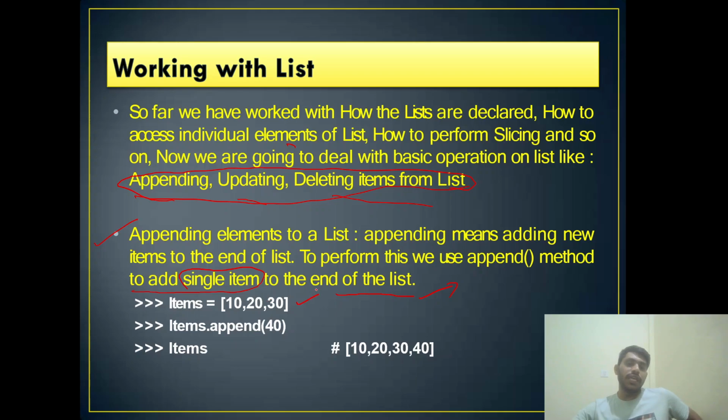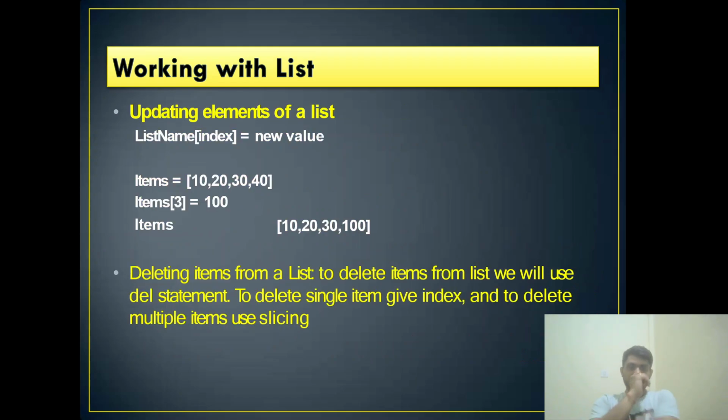So items is 10, 20, 30. Suppose I want to add 40. Then what do I write here? items dot append 40. So you can see here, 40 will be added at the end of the list.